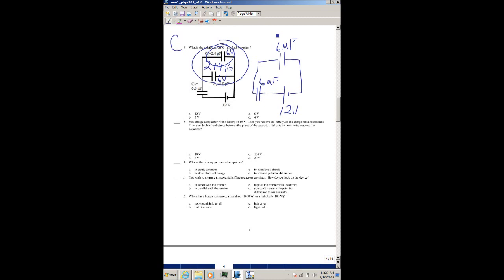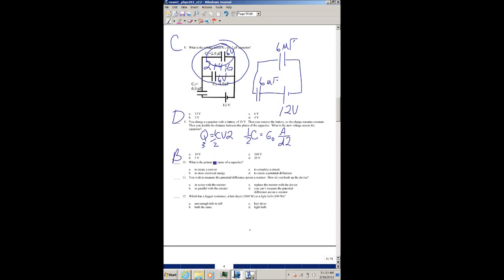Charge a capacitor with a battery, 10 volts. Then you remove the battery, so the charge remains constant. Then you double the distance between the plates of the capacitor. What is the new voltage across the capacitor? Alright, so Q is equal to C times V. I also know that C is epsilon naught A over D. I am doubling the distance. That decreases my capacitance by a factor of 1/2, which means that if my charge remains constant, my voltage has to increase by a factor of 2. It was 10, now it's going to be 20. That's D.